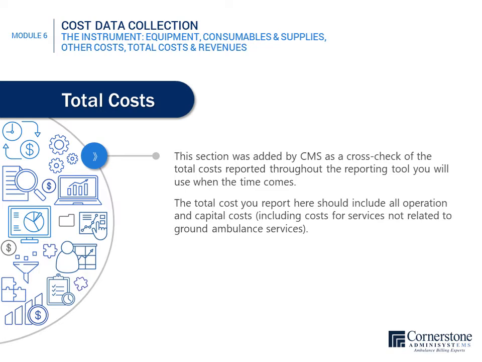Okay, now we get to total cost. There isn't much for us to discuss here in truth. This section was added by CMS as a cross-check of the total cost reported throughout the reporting tool that you're going to end up using when the time comes. The total cost you report here should include all operation and capital costs, and in this case, including costs for services not related to ground ambulance services.